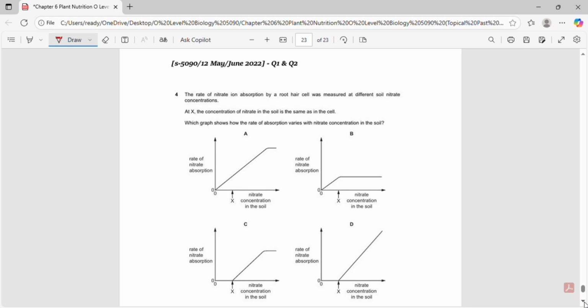And finally, a repeated question from previous papers. It says, the rate of nitrate ion absorption by a root hair cell was measured at different soil nitrate concentrations. At X, the concentration of nitrate in the soil is the same as in the cell. They again ask, which graph shows how the rate of absorption varies with nitrate concentration in the soil? As we've already discussed, graph A is the correct answer.